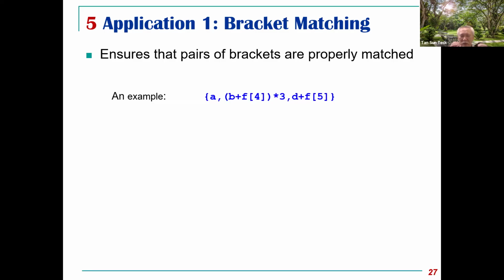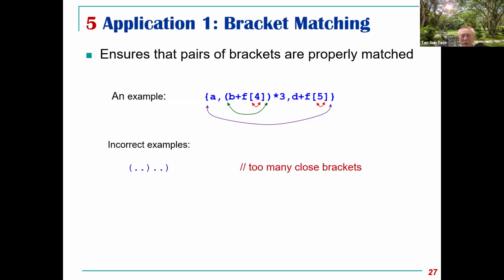If somehow you have one more opening than closing, or if a pair is supposed to match but they are of different types, then you have to provide an error message. In this case, we can see that all the parentheses, all the brackets, actually match properly. So this is a well-defined expression. Now an incorrect example: in this one, we have too many closing brackets.